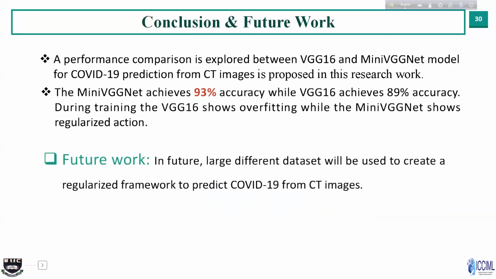Here is our conclusion and future work. A performance comparison between VGG16 and the MiniViTNet model for COVID-19 prediction from CT images is explored in this research work. The MiniViTNet achieved 93% accuracy, while VGG16 achieved 89% accuracy. During training, VGG16 shows overfitting, while MiniViTNet showed a regularized behavior. In future, we will work with larger, different datasets to create a robust framework to predict COVID-19 from CT images.